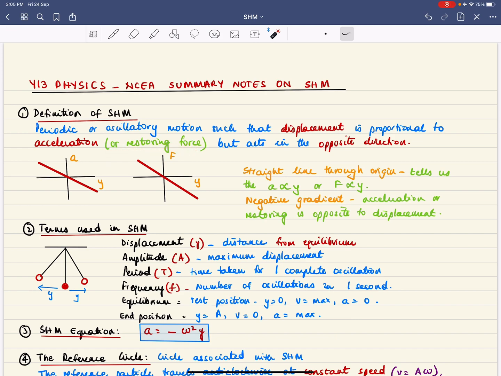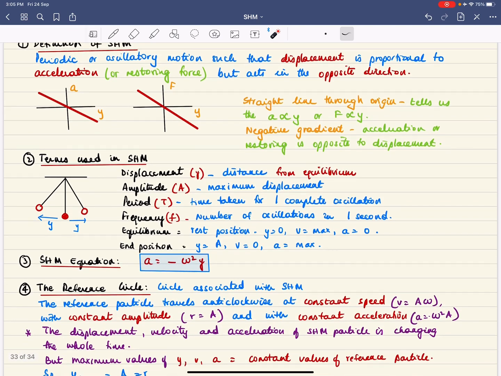And the second thing is they both act in the opposite direction. These two graphs here show that it is simple harmonic motion because the straight line through the origin tells you, in this case, the acceleration is proportional to displacement, or in this case, restoring force is proportional to displacement. And because it has a negative gradient, you say that it acts in the opposite direction.